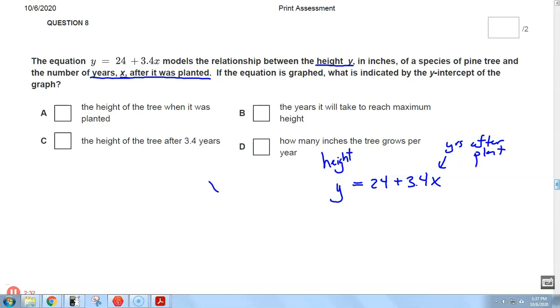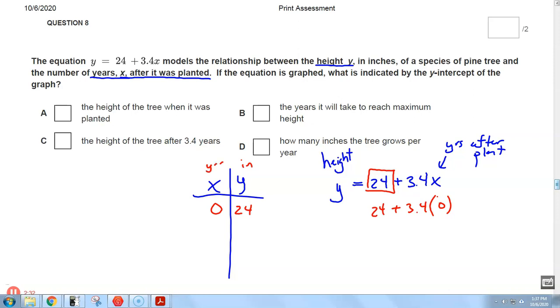So then we can make a little table if we wanted to. And again, I always want to understand before I even start the question, this is the y-intercept. There's no variable there. So that is my starting amount, my initial amount. Meaning that if I plug a 0 in for x, and I do 24 plus 3.4 times 0, that means that this tree is 24 inches tall at 0 years, basically at birth when I stick it in the ground. Then if I go 1 year later, I do the 24 plus the 3.4 times 1, which is going to give me 27.4.